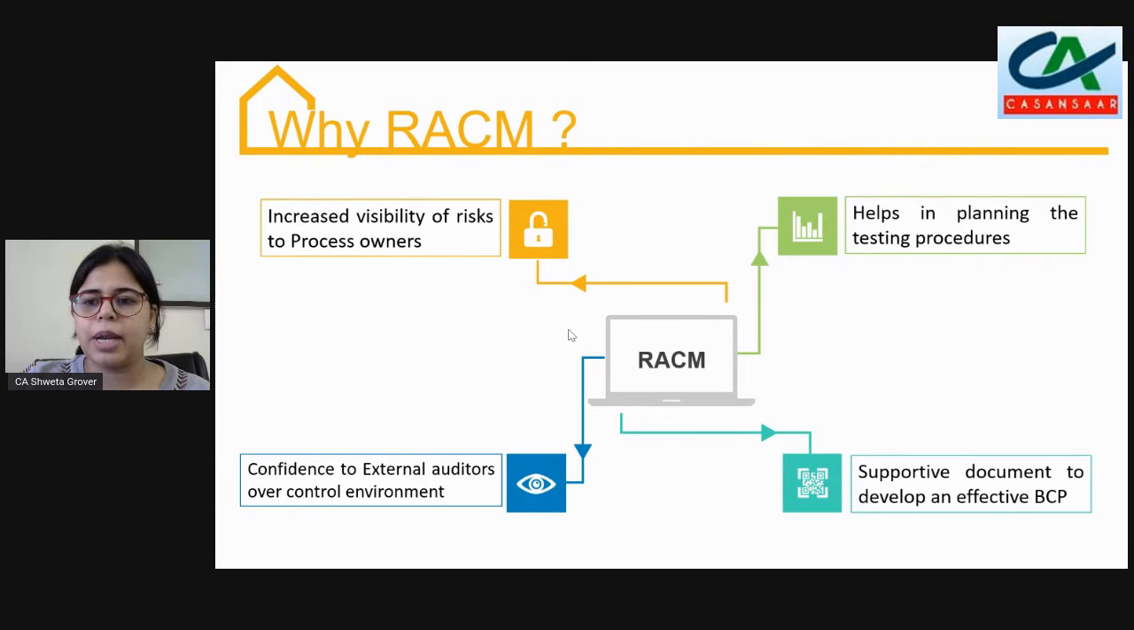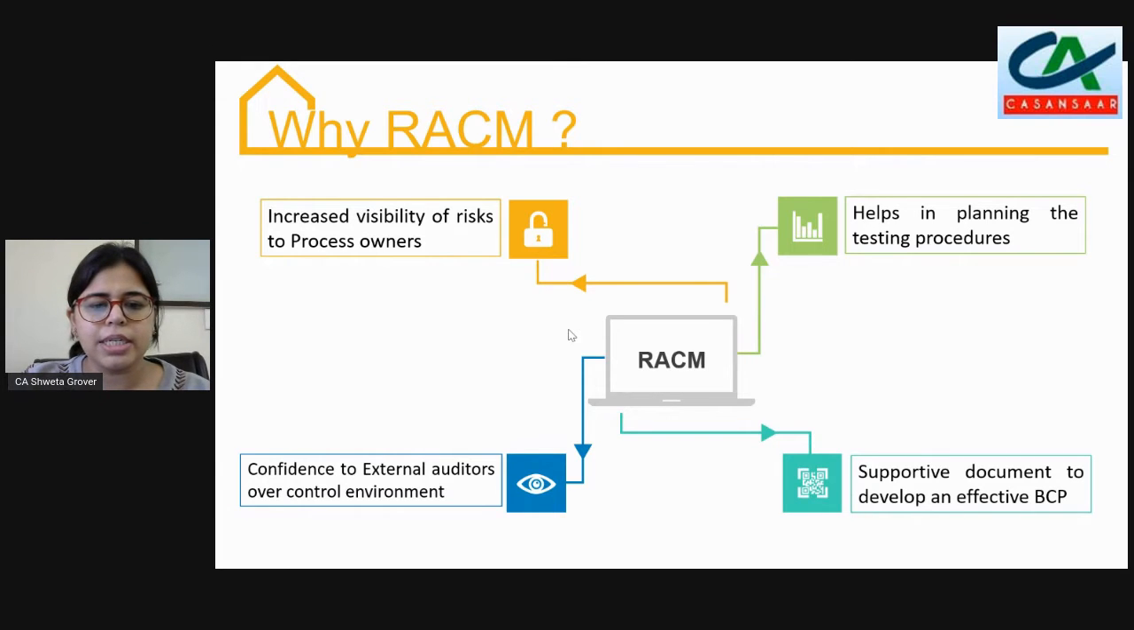Second is that it helps in planning the testing procedures. This is for internal auditors or the statutory auditors. When they have the RCM in front of them, they can easily plan their tests, like which process is to be audited or tested in detail, and where we can do the sampling.